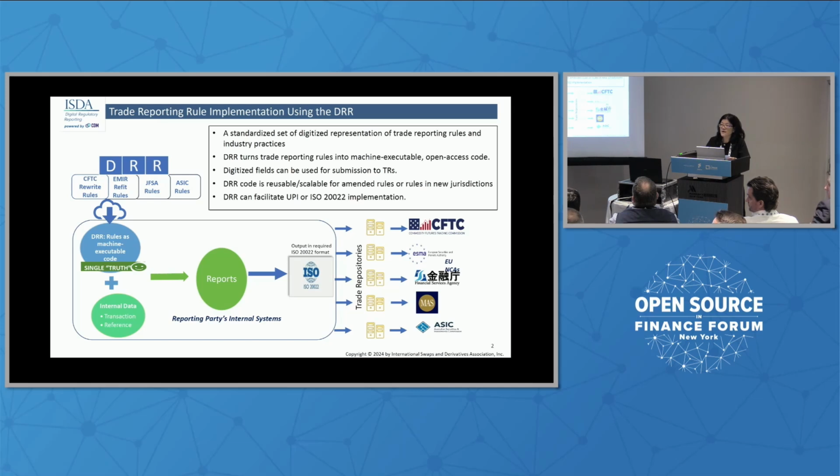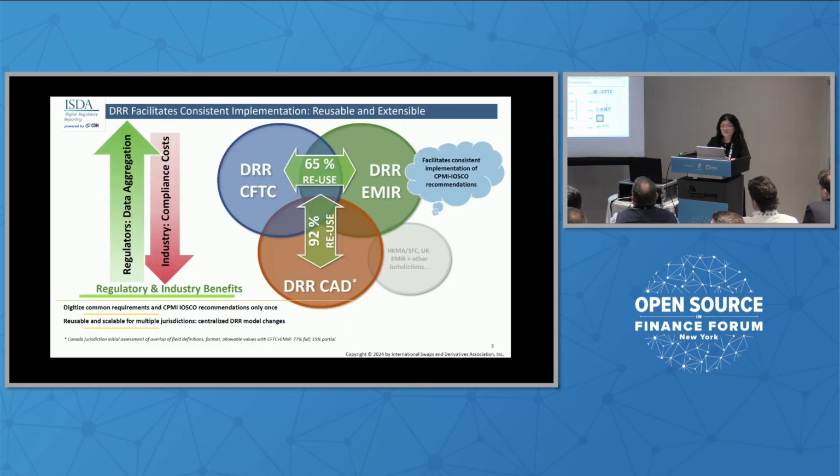The digitized data elements can be submitted to trade repositories, and you do not have to be a member to access the DRR code. You don't have to be an ISDA member to access the DRR code. It is open to all. DRR is developed and amended centrally. The DRR code is reusable for any trade reporting regulation that mandates the same requirements. What that means for implementers is that when you're implementing new rules or even amendments to rules, it can be done more quickly, more cheaply, with fewer resources.